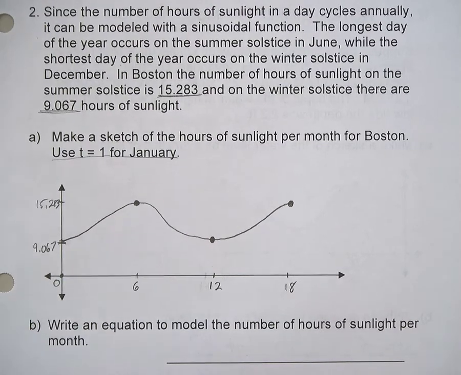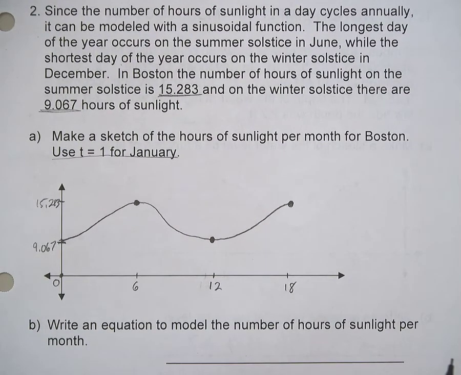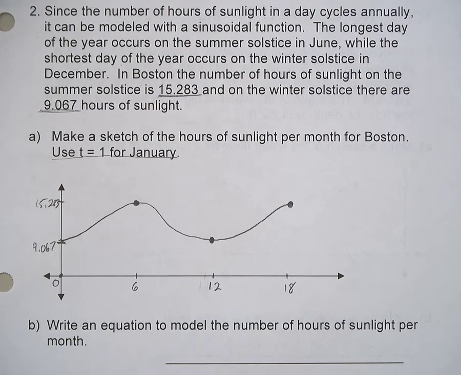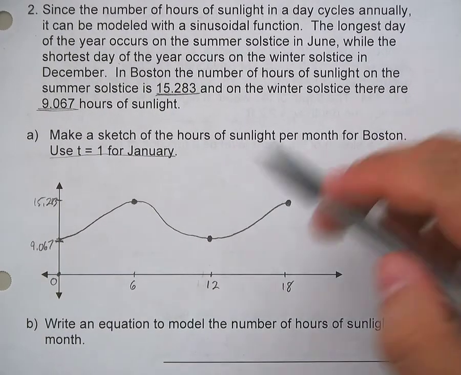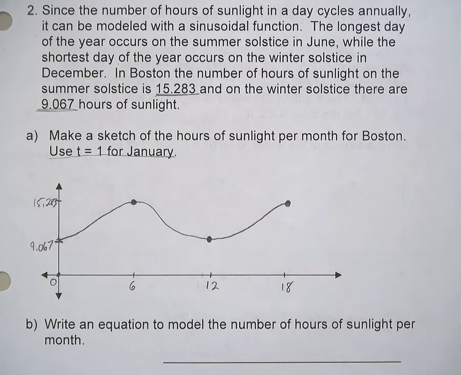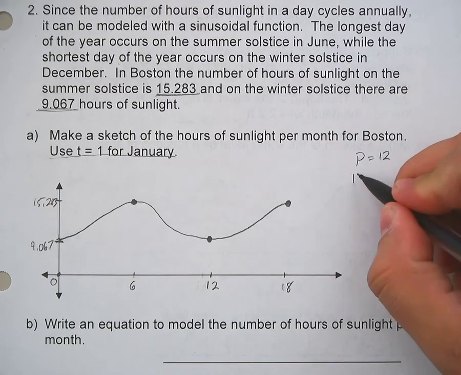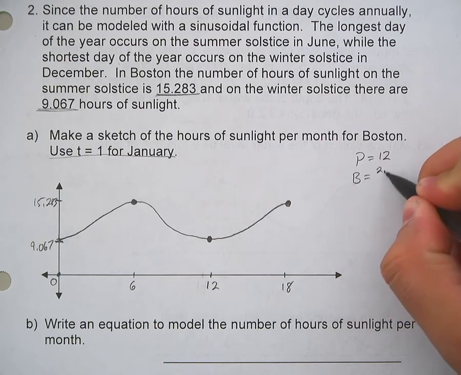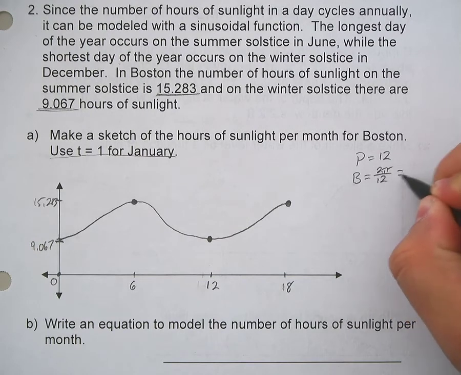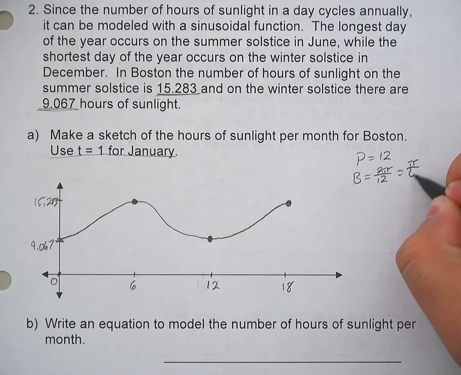So it'd be something like that, right? Okay, so let's figure this out here. Your period would go from 0 to 12, so your period would be 12. So B is 2 pi over 12, which is pi over 6.